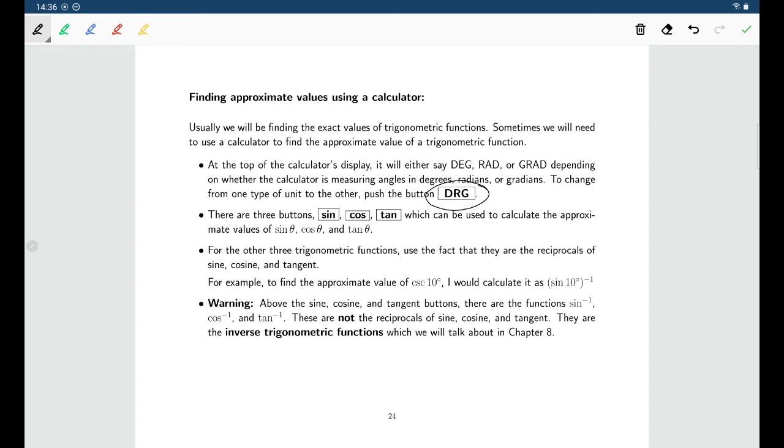If you haven't already, this is a nice time to watch the video that I have on evaluating trig functions using your calculator, so you can see that happening in action.